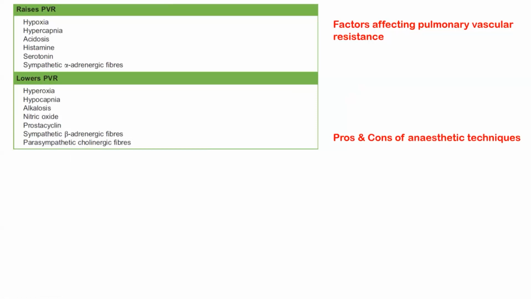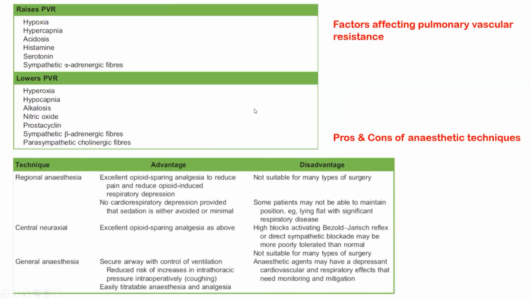Now, what are all the pros and cons of anesthetic techniques which you use? So, if you use regional anesthesia, it is an excellent opioid sparing technique, and there is no cardiac or respiratory depression provided the sedation is mild or avoided. But the disadvantage is that regional anesthesia here is like a plexus block or a nerve block. It is not spinal or epidural, it is an isolated limb block. This is quite good for surgeries on the upper or lower limb. But it is not suitable for the majority of the time. You can do certain surgeries, but it may not be suitable for all of them.